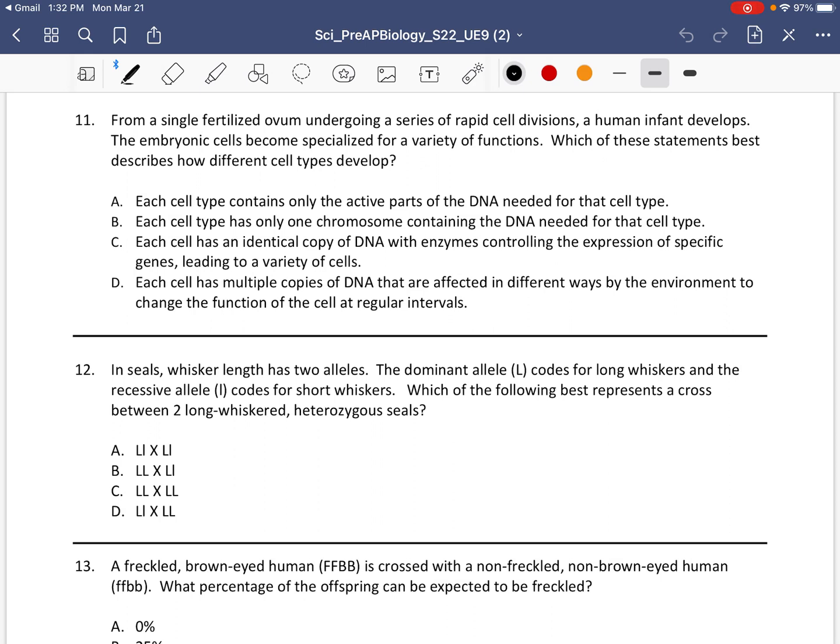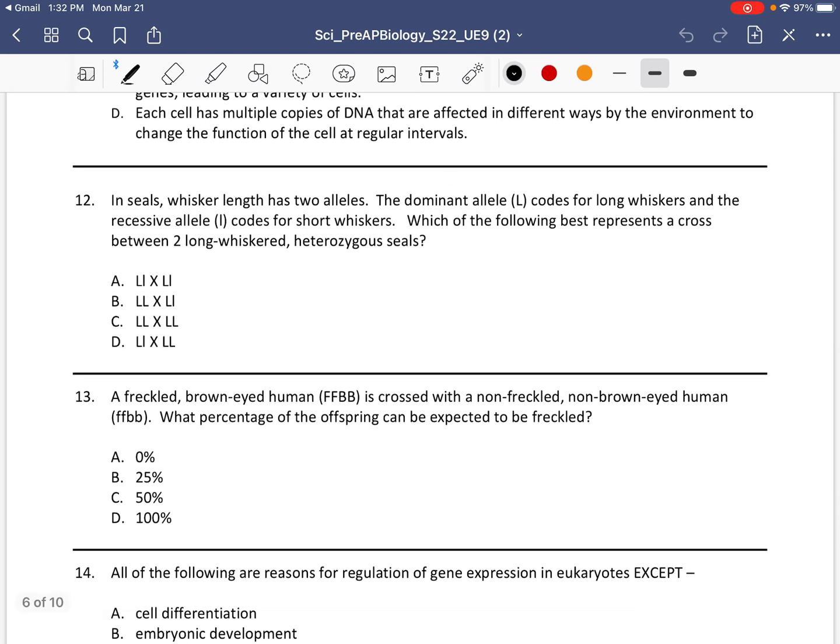Which of the following best represents a cross between 2 long-whiskered heterozygous seals? A. Capital L, lowercase l, by capital L, lowercase l. B. Capital L, by capital L, lowercase l. C. Capital L, by capital L. D. Capital L, lowercase l, by capital L.